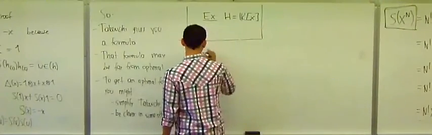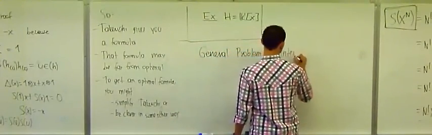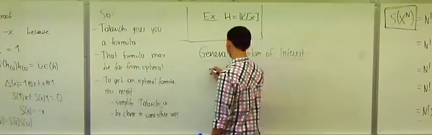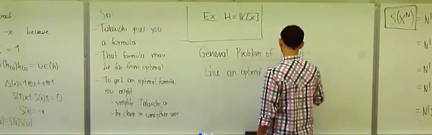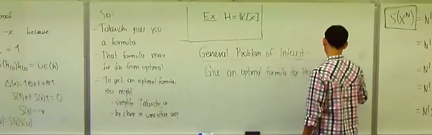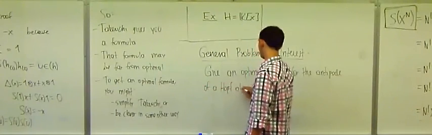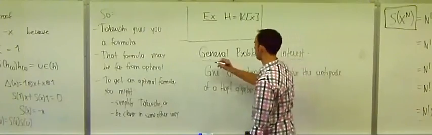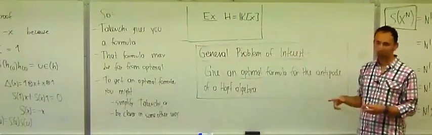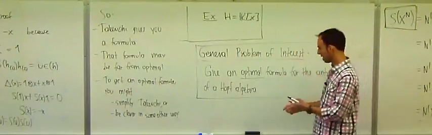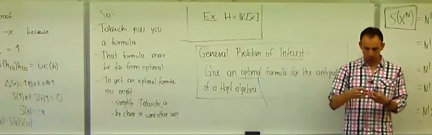But let me just say that a general problem of interest is to give an optimal formula for the antipode. The antipode of a Hopf algebra. And what might we mean by optimal here? Well, we don't mean what Takeuchi gave us. So how do we make precise what optimal means? It should be closed form.